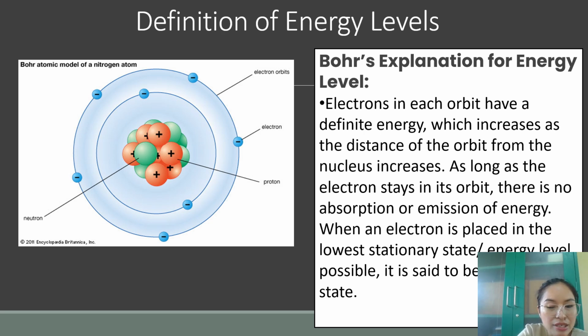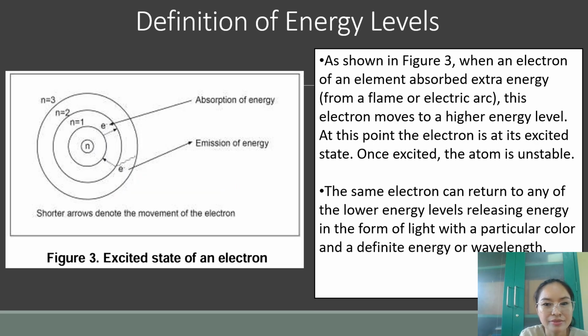Now, if the electron stays in its orbit, there is no absorption or emission of energy. When an electron is placed in the lowest stationary state or energy level possible, it is said to be in a ground state. So no absorption, no emission of energy. So the electron is in the ground state.